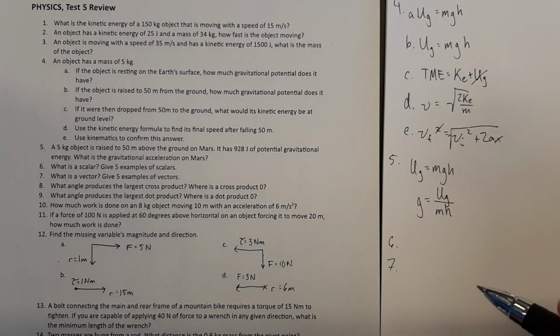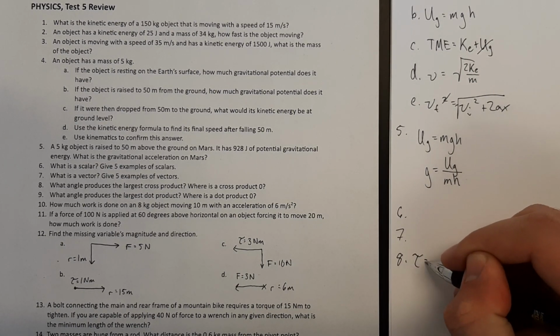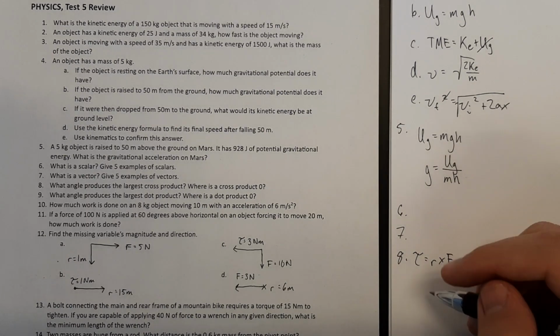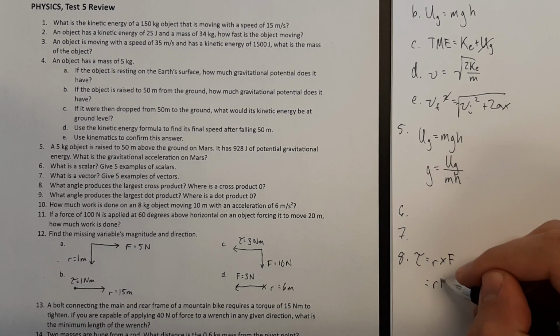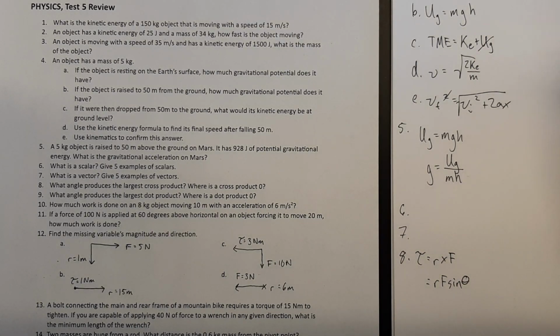Okay? Number 8. Okay, so what angle produces the largest cross product? Where is a cross product 0? Okay, so an example of our cross product was when we were looking at torque. Right? Your torque is the cross product between R, your radius, and force. Okay, so written looking for the magnitude of that, it's R times F times the sine of the angle between them. Okay, so to get the largest cross product, all right, it's that angle that is determining whether or not we're going to get a large or small cross product out of here. Right? If we've got the same radius and force, the angle is the determining factor.